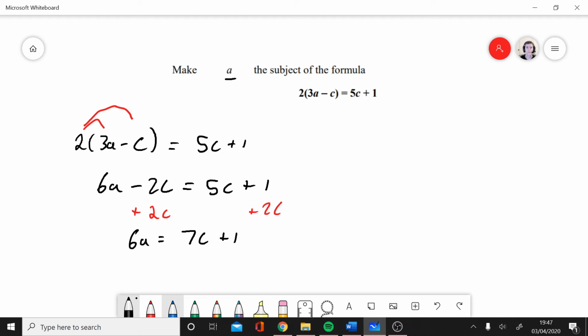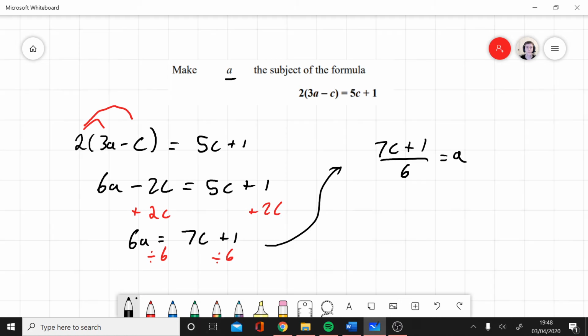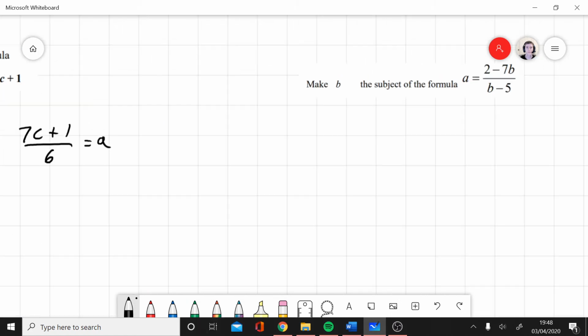Then what we're going to do is divide both sides by 6, so we end up with just a by itself. So I'm going to draw a little arrow over to here, and we end up with 7c plus 1 over 6 being equal to a. Now a is the subject of the formula. Well done. You should be proud of yourself as a second year sixth former being able to do this. On to the next question.